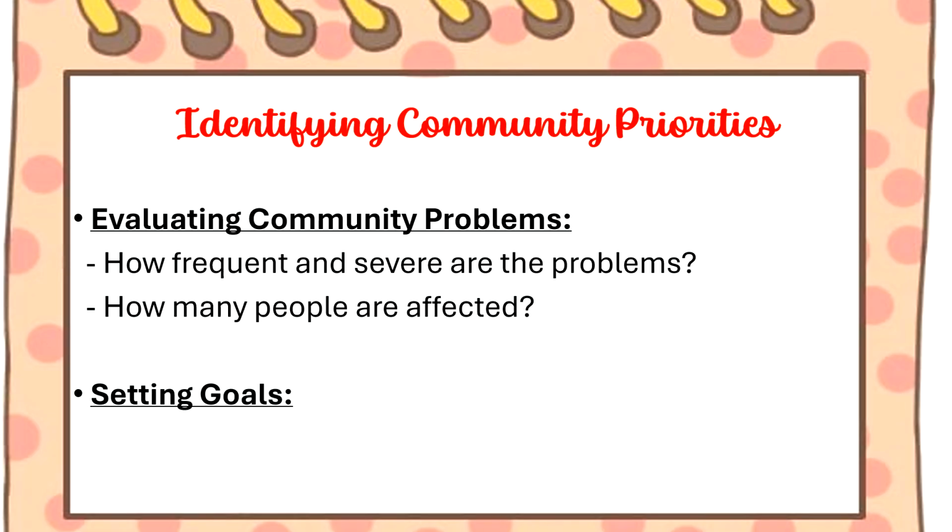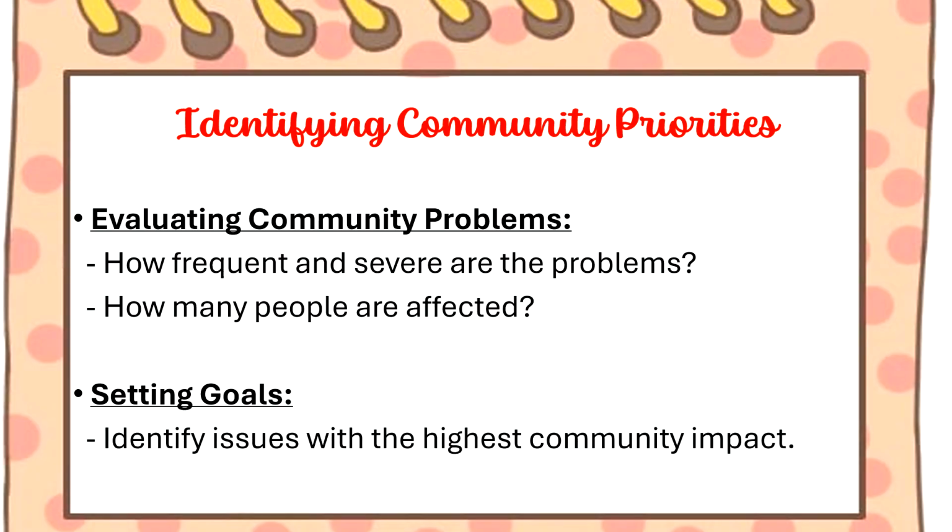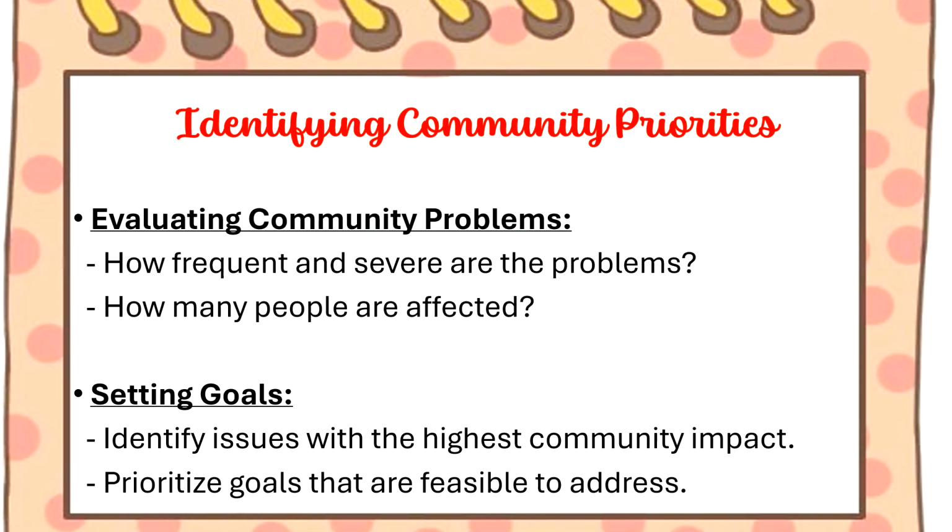Next, setting goals. After identifying the key problems, we set goals. We focus on issues that have the biggest impact and can realistically be solved with available resources. Example, instead of aiming to build all houses, a realistic goal might be to create a drainage system or organize a cleanup drive to prevent flooding. In short, identifying priorities means focusing time, energy, and resources on what matters most to the community.